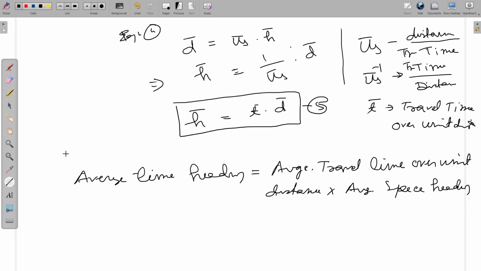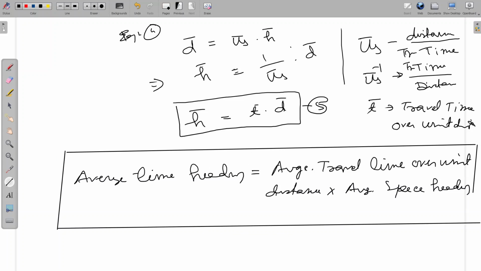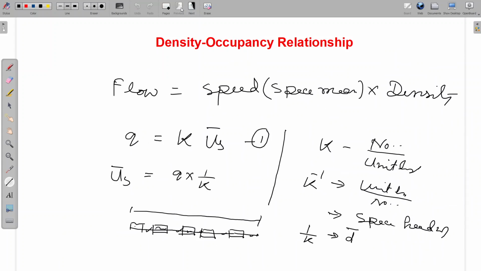Okay. So altogether we got five different relationships on the fundamental relationship of traffic flow. What was that fundamental relationship? That is nothing but Q equal to K into space mean speed. Okay. Now we will go for the actual relationship part we are talking about. I think you know what are the definitions of flow, speed, and density.